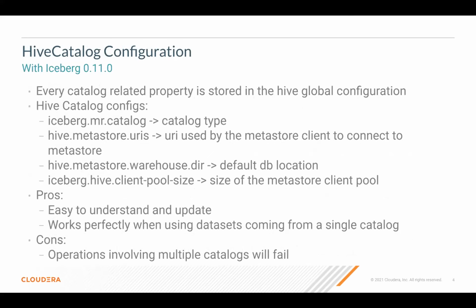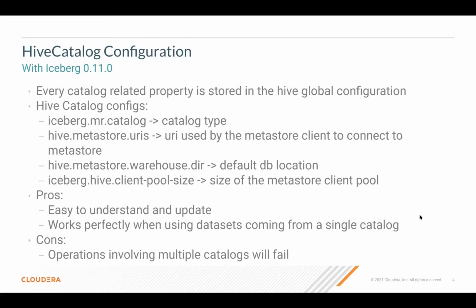the global Hive configuration. We have the Iceberg.mr catalog, which basically tells us the catalog type. In Hive catalog is obviously Hive. Hive metastore URIs, it's a familiar parameter for all of you who've been working with Hive. It's the Thrift URI for the remote metastore. The Hive metastore warehouse dir, this is also a commonly and widely used parameter. This is the location of default database for the warehouse. And we have the client pool size, which tells how big is the client pool inside the Hive catalog.